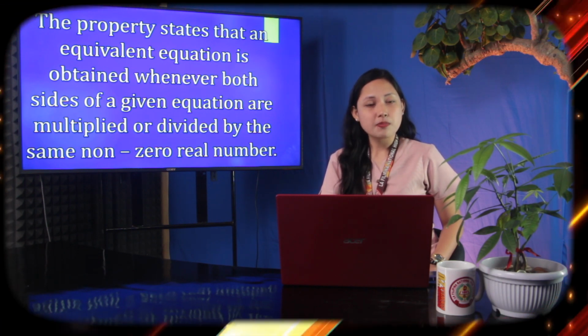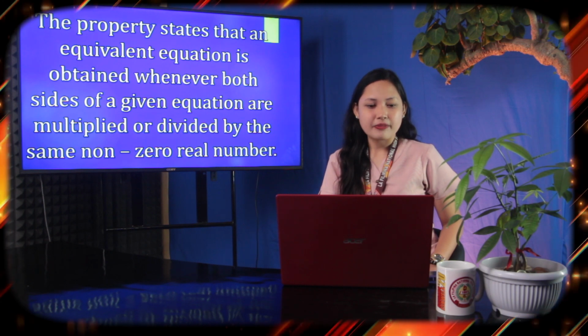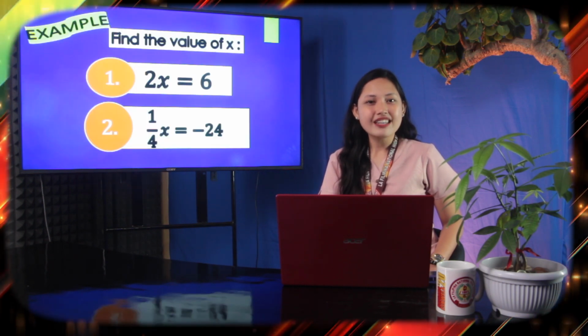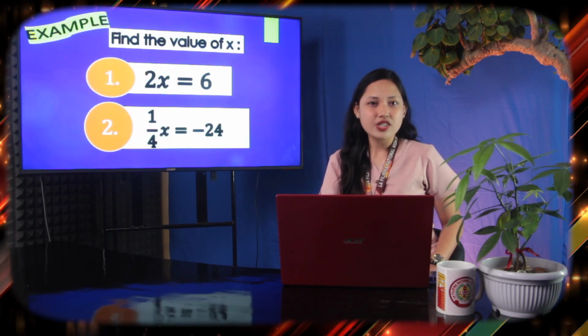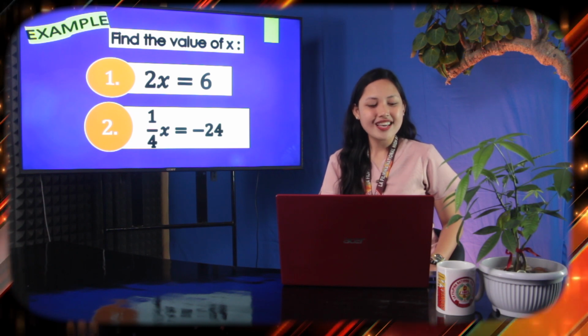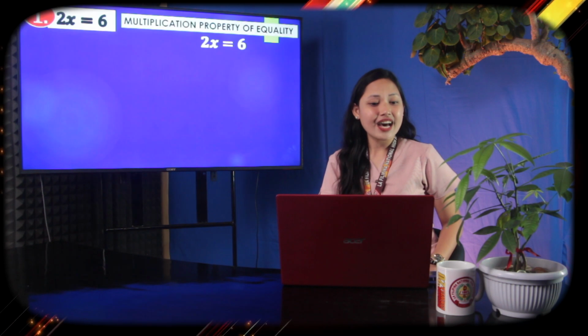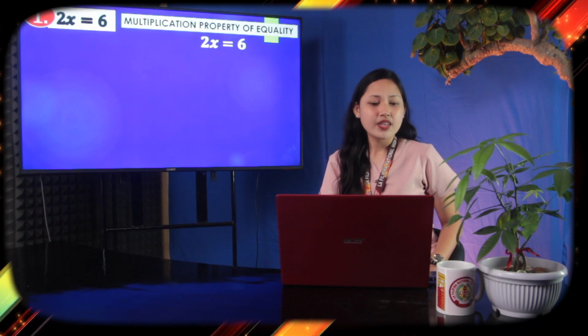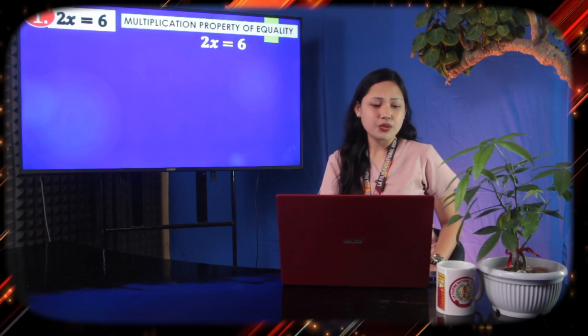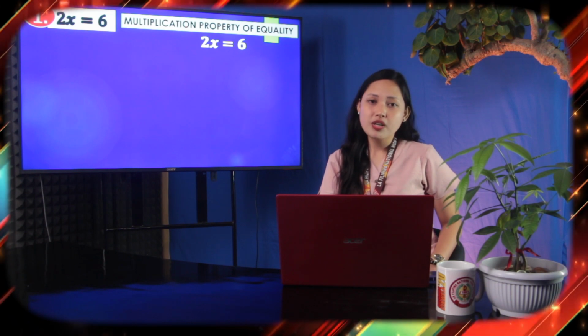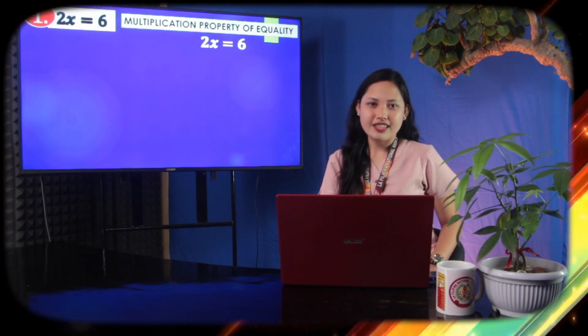To elaborate this property, let's have an example. Let us find the value of x in the linear equations 2x equals 6 and 1/4 x equals negative 24. So let's have 2x equals 6. Let us find the value of x in 2x equals 6 using the multiplication property of equality.